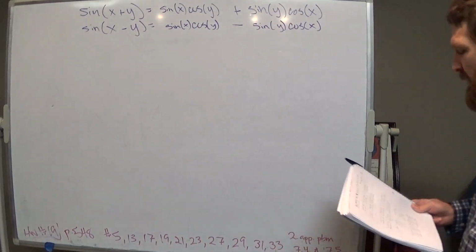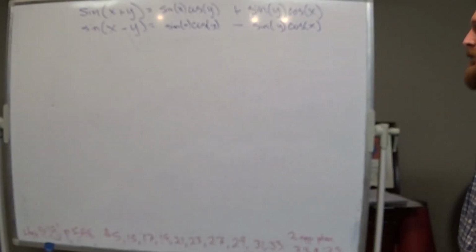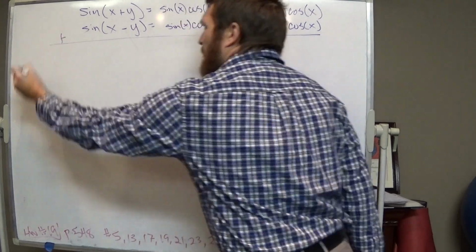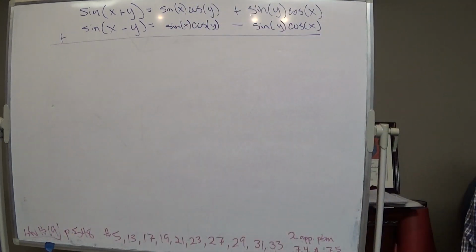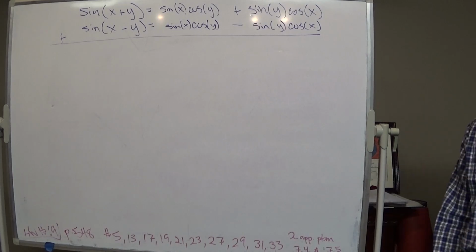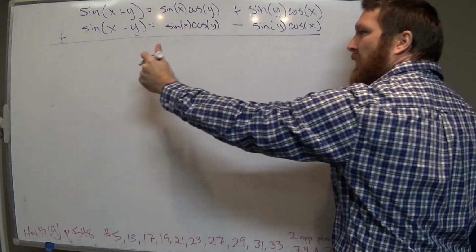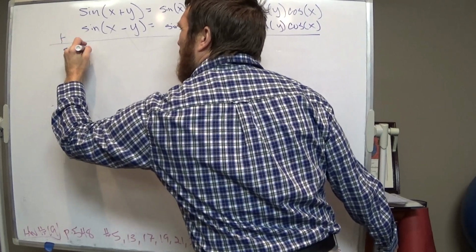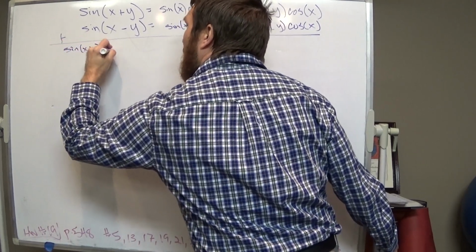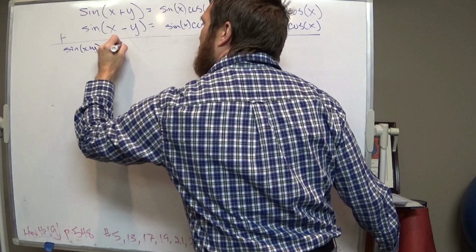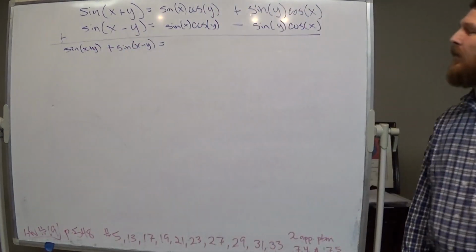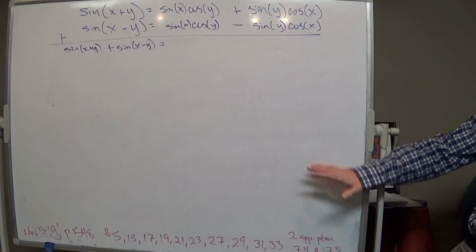Okay. Now watch what happens when I do this. I'm going to take these guys and add them together. These are just 2 equations. I could add 2 equations. Something's going to cancel. Let's look at the left-hand side. We're going to end up with sine of x plus y plus sine of x minus y.